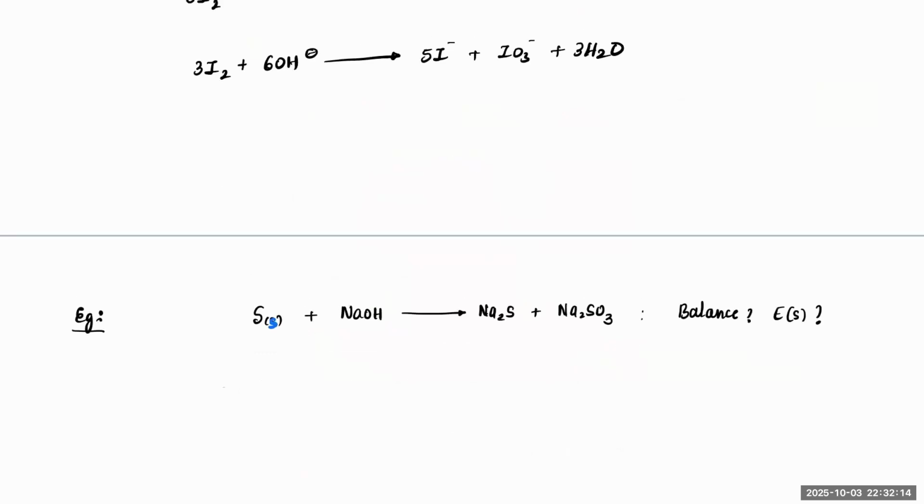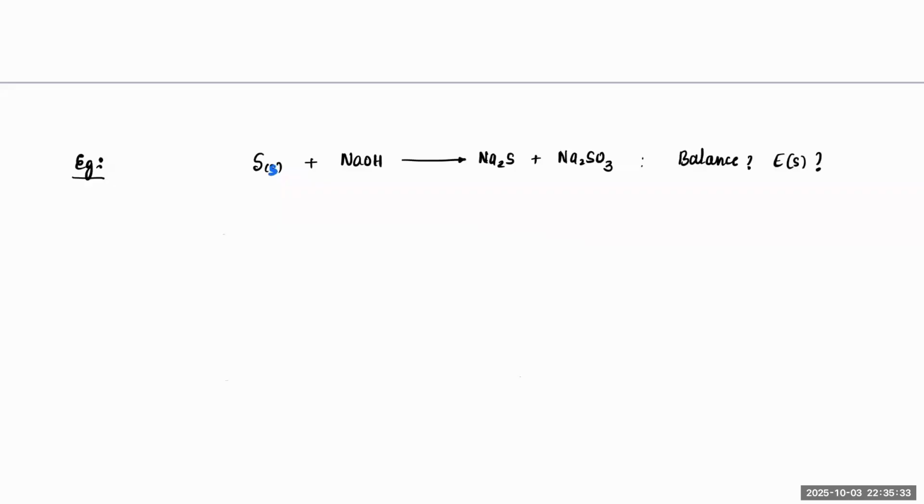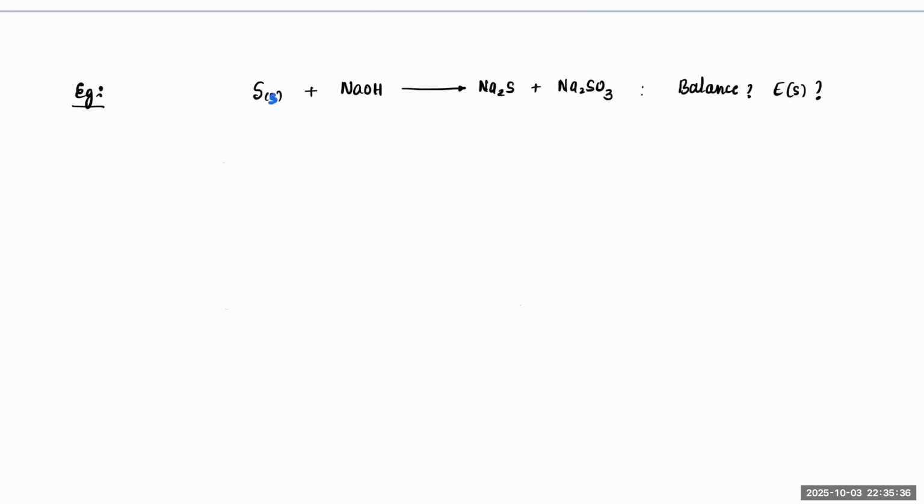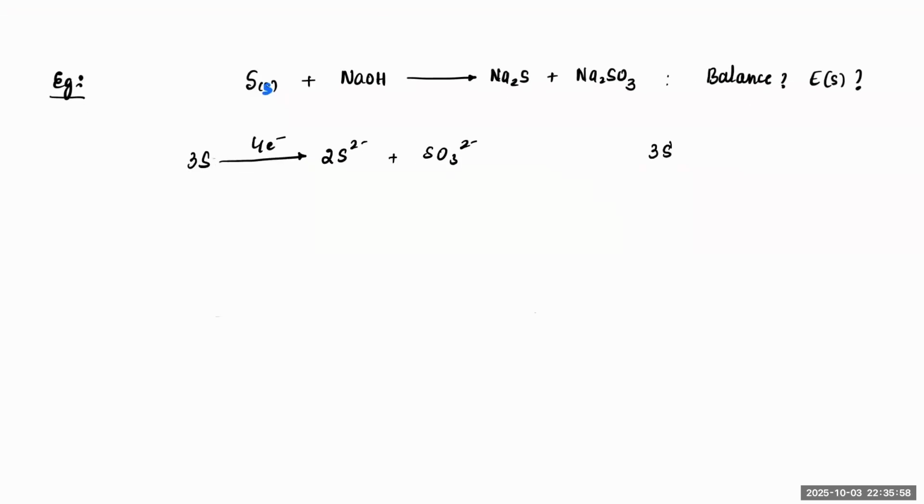Sulfur giving, in NaOH, Na2S plus Na2SO3. Try to balance and find out what is the equivalent weight of sulfur. I'm pretty sure you must have got up to some point here like this: 3S must be giving 2S2 minus plus SO3 2 minus. And in total, 4 electrons are being transferred. Did you all get to that? So for 3 sulfurs, the total number of electrons transferred is 4.